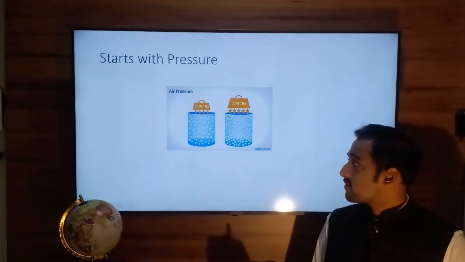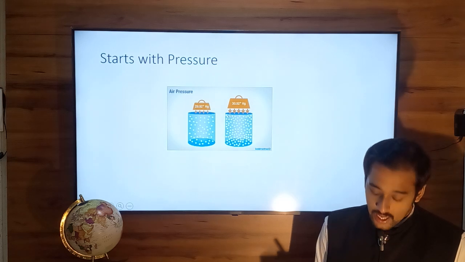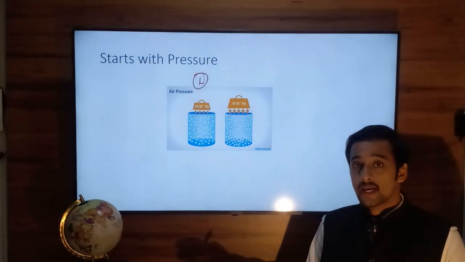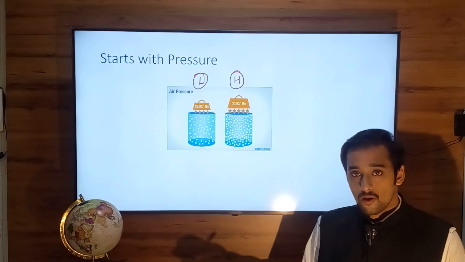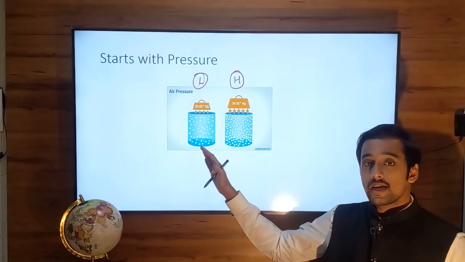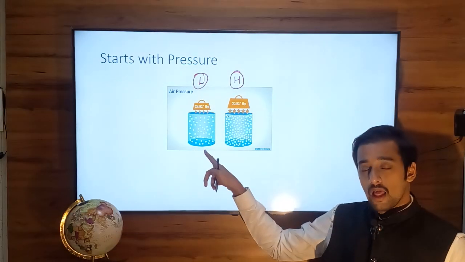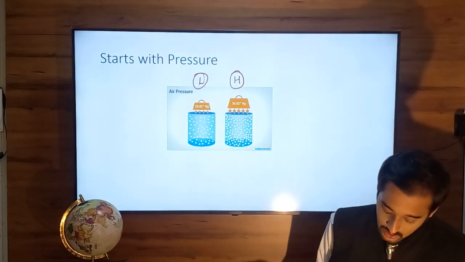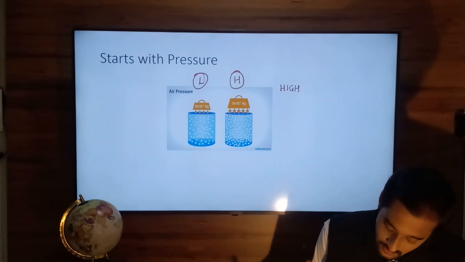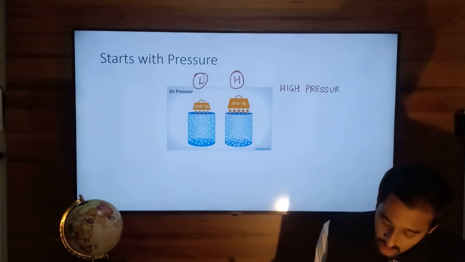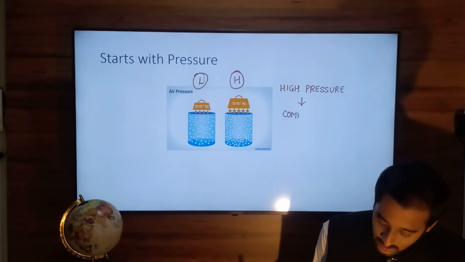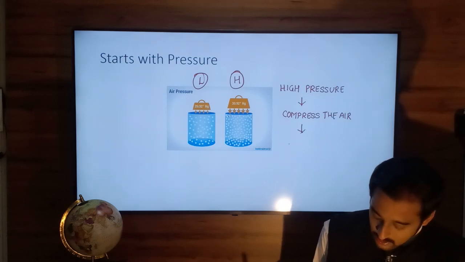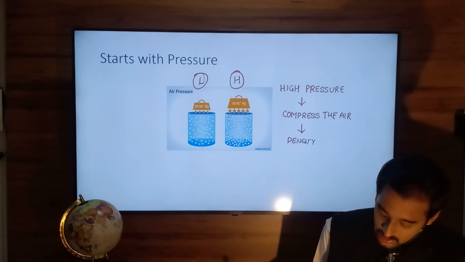Here you have two containers in which there are air molecules trapped. One has 29.92 inches mercury pressure. Let's call it low pressure. Another container has a pressure of 30.92 inches mercury. That becomes your high pressure. You can clearly see that in a low pressure cylinder, due to low pressure, the molecules are away from each other. But in a high pressure cylinder, the molecules are closely packed or very close together. So the conclusion that we draw is high pressure will compress the air and therefore density increases.